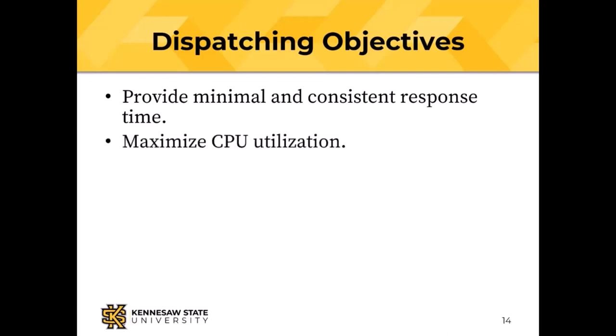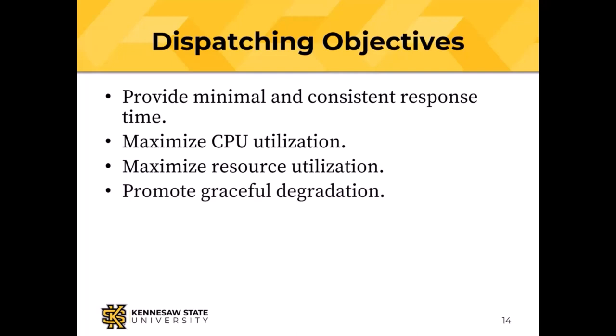We want to maximize CPU utilization, and that might not seem intuitive at first, but the CPU is our source of getting work done, and we want it to be working all the time, or at least as much of the time as we can. Maximize resource utilization. Once again, that might be counterintuitive, but we want to use all of our resources to get the jobs finished. Degrade gracefully. I would not like everything just to come to a screeching halt. I want things to slow down and keep working when the load increases.